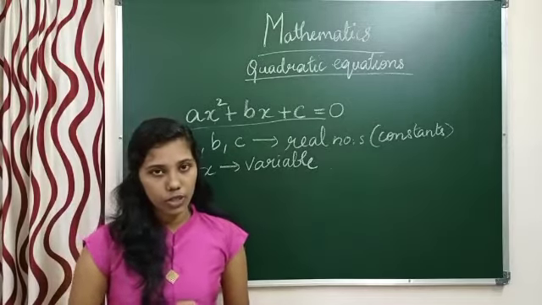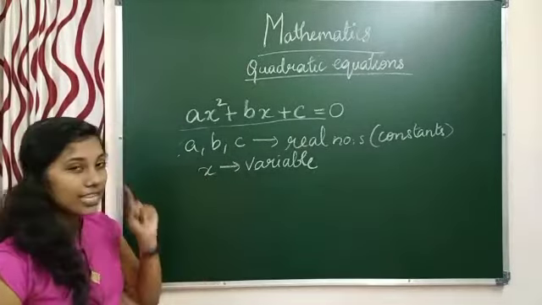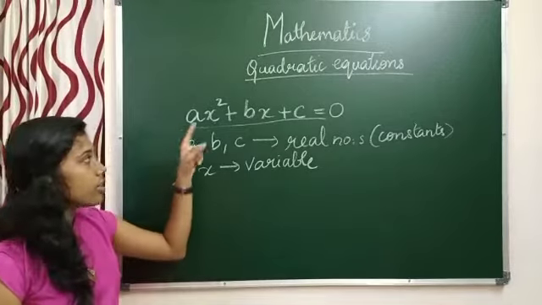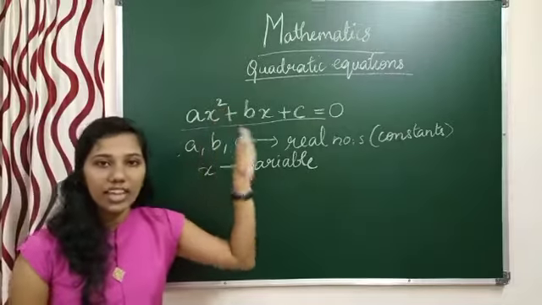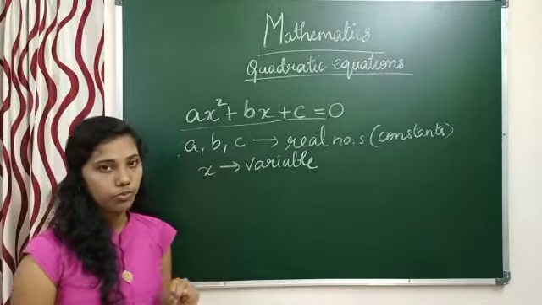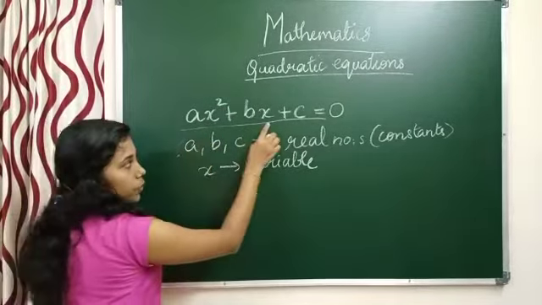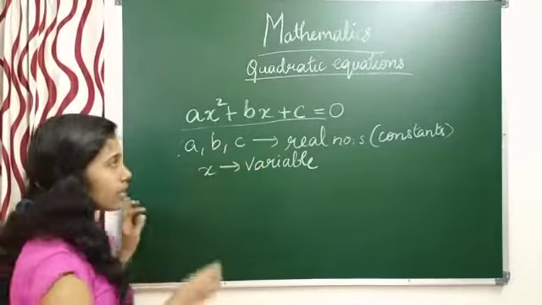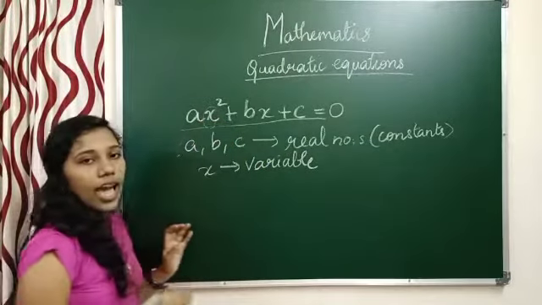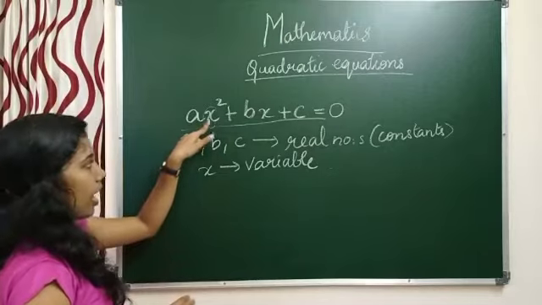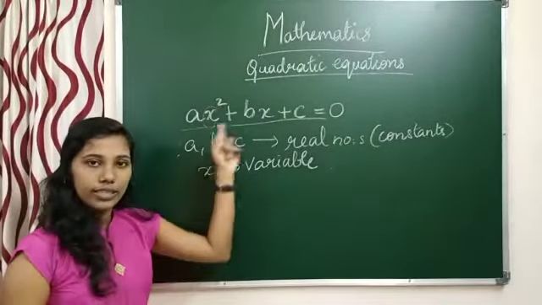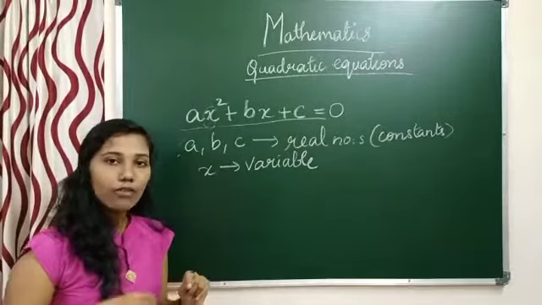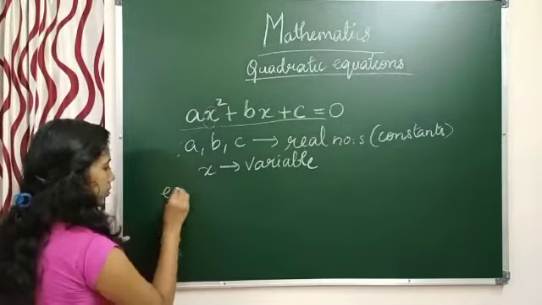What is a quadratic equation? A quadratic equation is an equation with a variable in which the highest power of the variable will be 2. Here the quadratic equation has a variable, that is x. And here the highest power of the variable is 2. So it is a quadratic equation. I will show you an example for it.